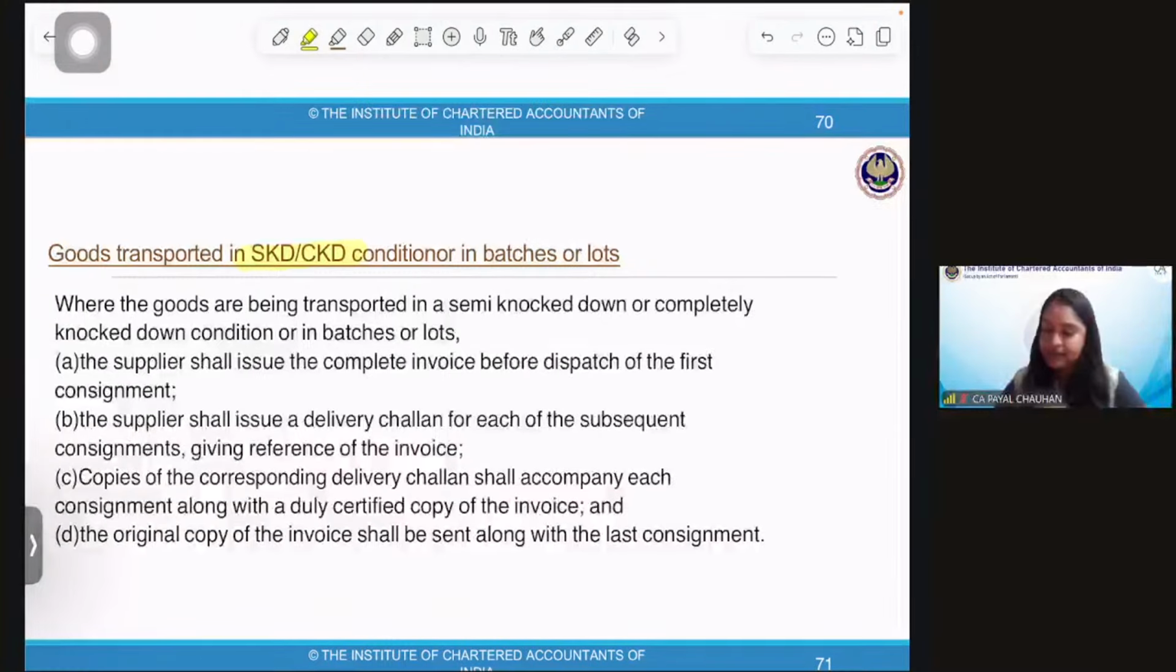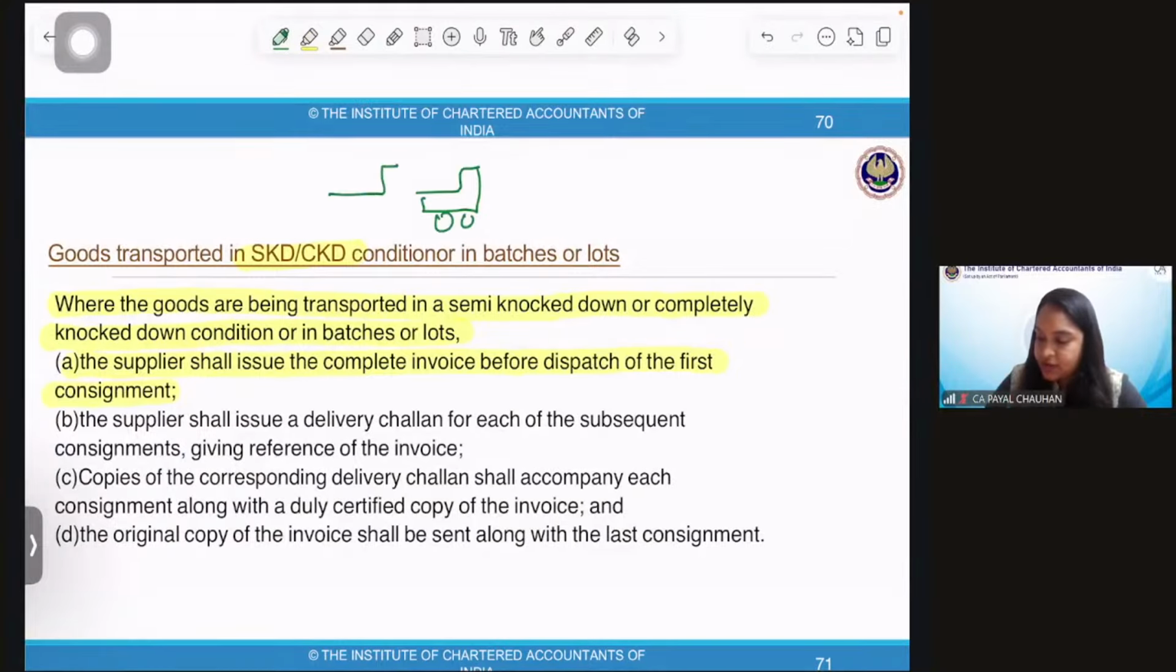Then in that case, where the goods are being transported in semi knockdown or completely knocked down condition, or in batches or in lots. See, I'm supplying you 1,000 quantity, but these 1,000 quantities will be supplied in 4 lots, right? 250 quantity per lot. That is the example. Where the supplier shall issue complete invoice before the dispatch of the first consignment.